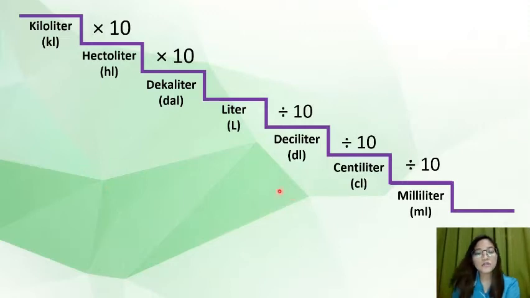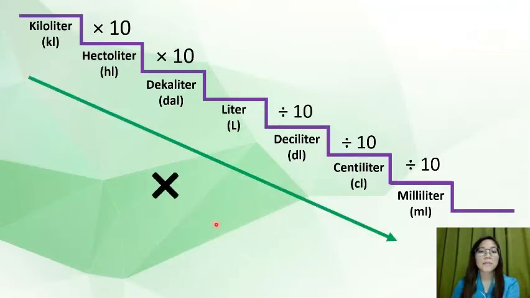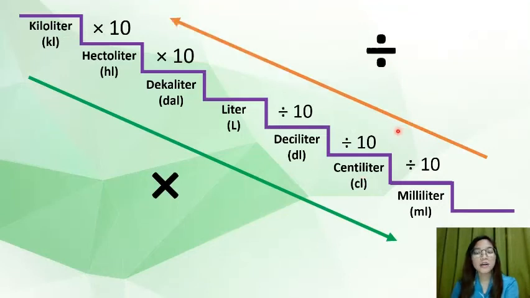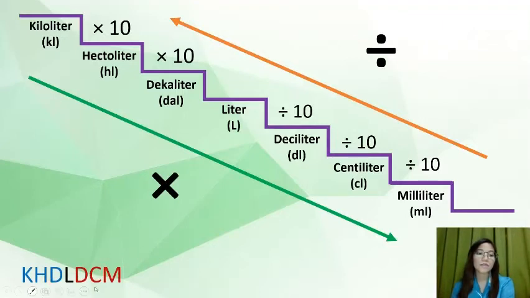So when you're going to convert liter into a smaller unit, or downwards from liter to deciliter, liter to centiliter, liter to milliliter, you're going to multiply it. You're going to multiply the value to get deciliter, centiliter, and milliliter. If you're going up, you're going to divide it. So if you're going to convert a smaller unit to a bigger unit, you're going to divide it. So we can use this to remember the units of capacity.